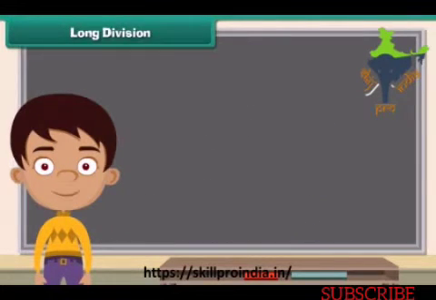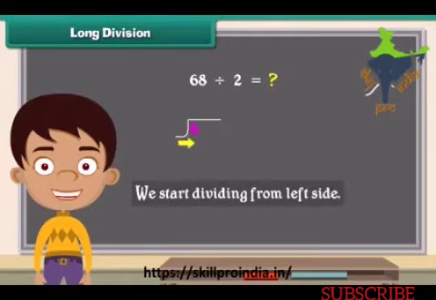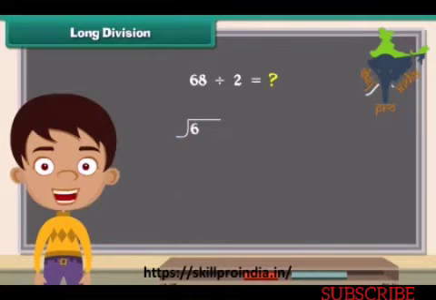Long division. We will now divide 68 by 2 by the long division method. For this we write 68 divided by 2 as shown on screen. Look at the first number from the left side in 68. It is 6. We start dividing from the left side. First we will divide 6 by 2. 6 divided by 2 is 3. So we put that 3 right above the 6.